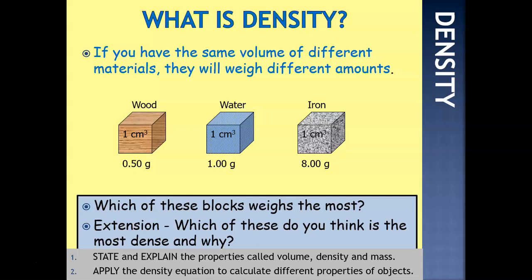Now the first question says, which of these blocks weighs the most? You can see very easily from there which one weighs the most, the iron of 8 grams. But which is the most dense and why? Pause the video while you answer that one.